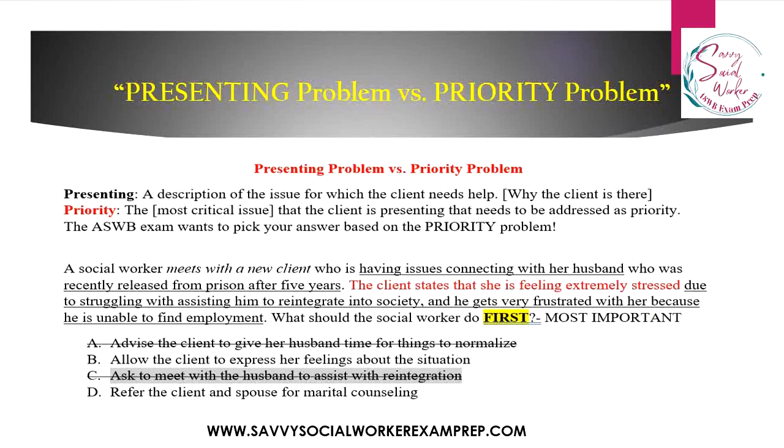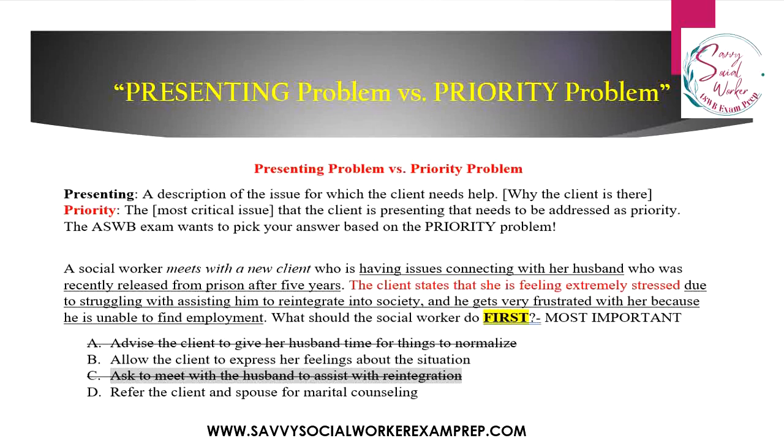Option D, would the most important thing be to refer the client and spouse for marital counseling? Is that going to address the priority issue, the fact that the client states that she is feeling extremely stressed? No, it will not. But again, if you were focusing on the presenting problem, which is why she was there, because she's having issues connecting with her husband, then referring them to marital counseling would probably be the first and most important thing you do. So if you chose that answer because you were focusing on the presenting problem, yes, you would be right. But then you would be wrong because that's not the priority.